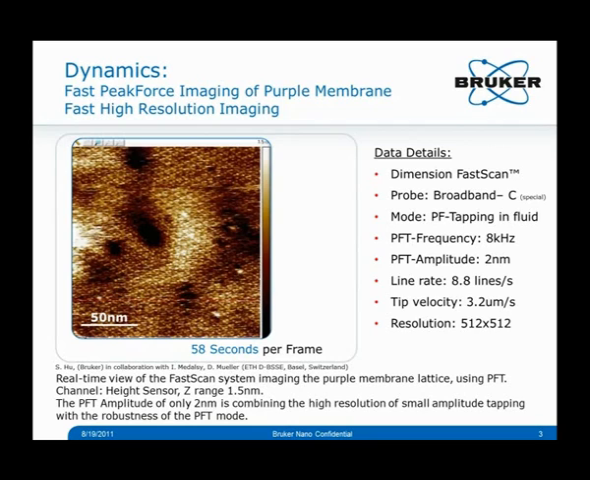This wonderful data was taken by Shuiqing Hu of Bruker in collaboration with Isa Medalsi from the Daniel Müller lab in Basel.